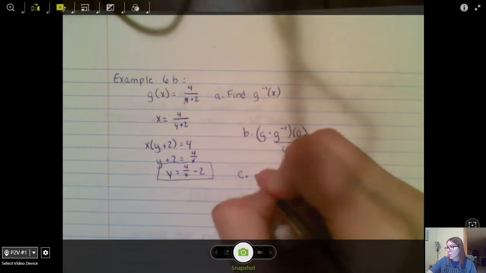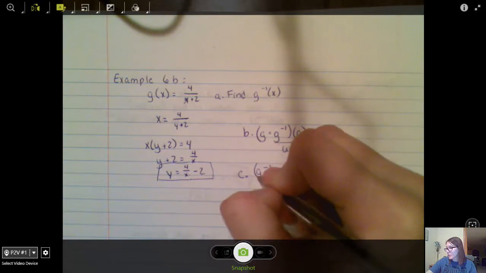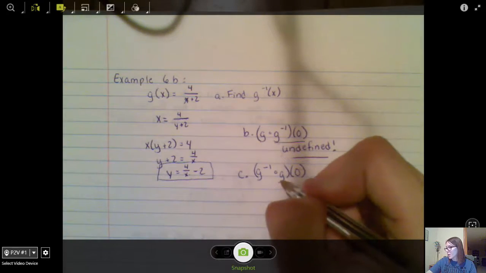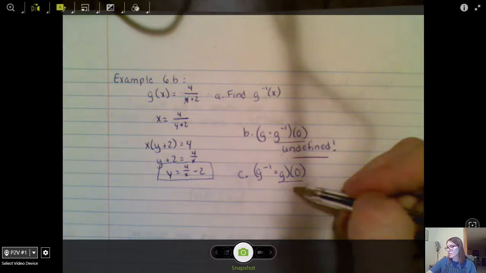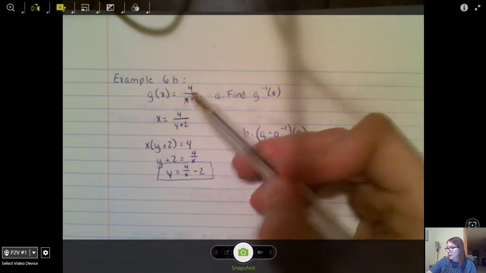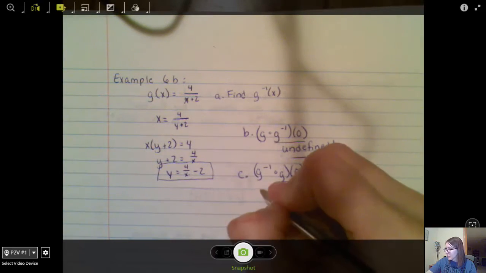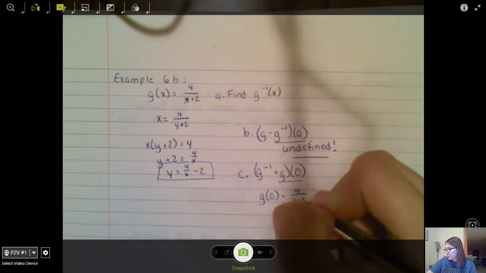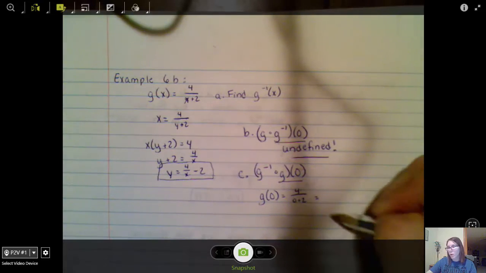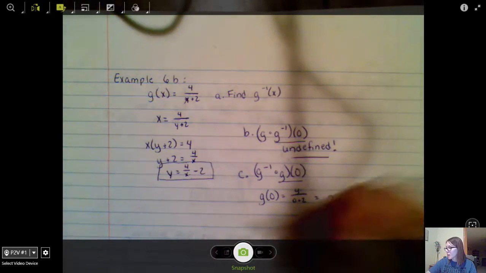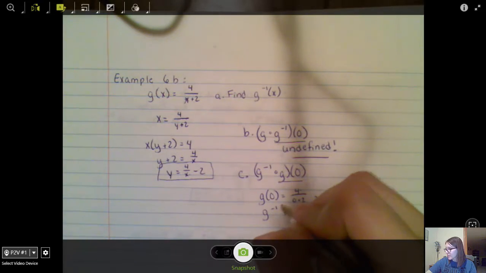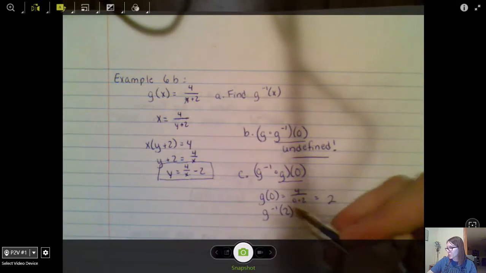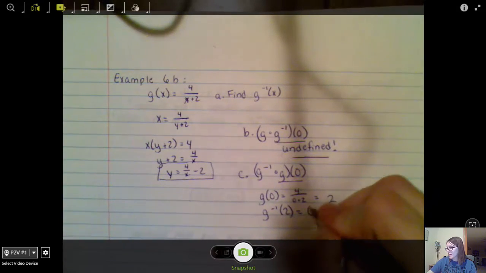Part C will work out nicely if I do g inverse composed with g of 0. We start off with g of 0. If I take 0 and plug it in here, 4 over 0 plus 2. 4 over 2 is 2. Take that, plug it into our inverse. 4 over 2 is 2, minus 2 is 0.